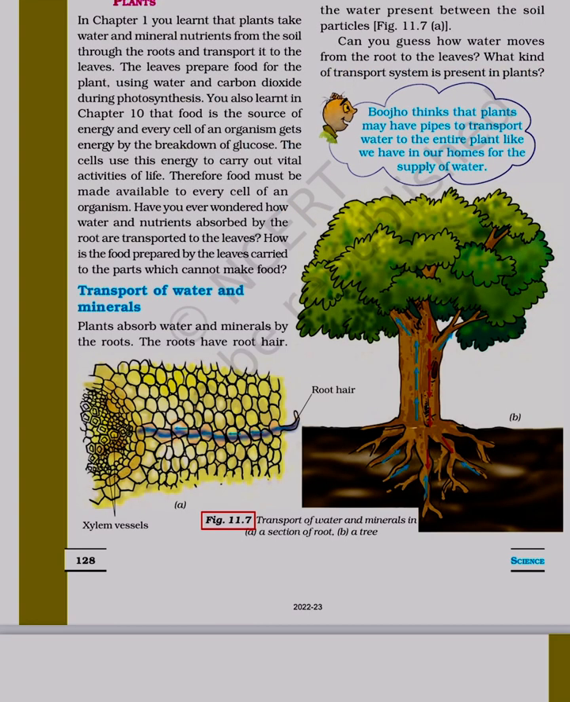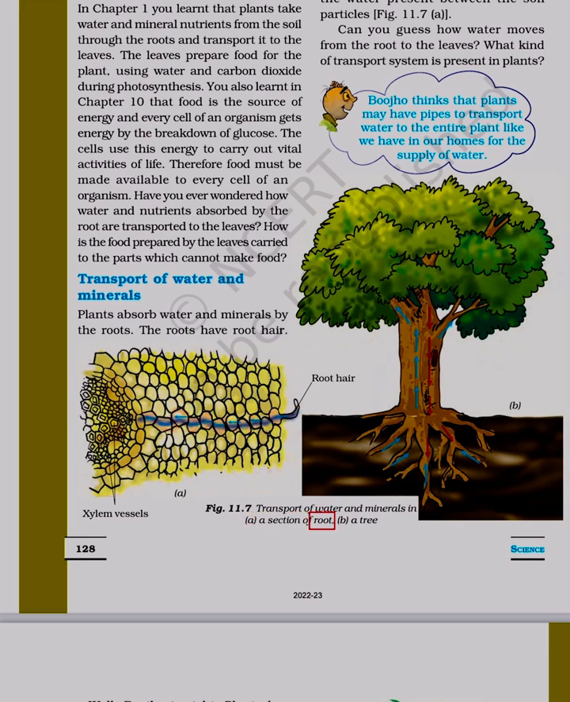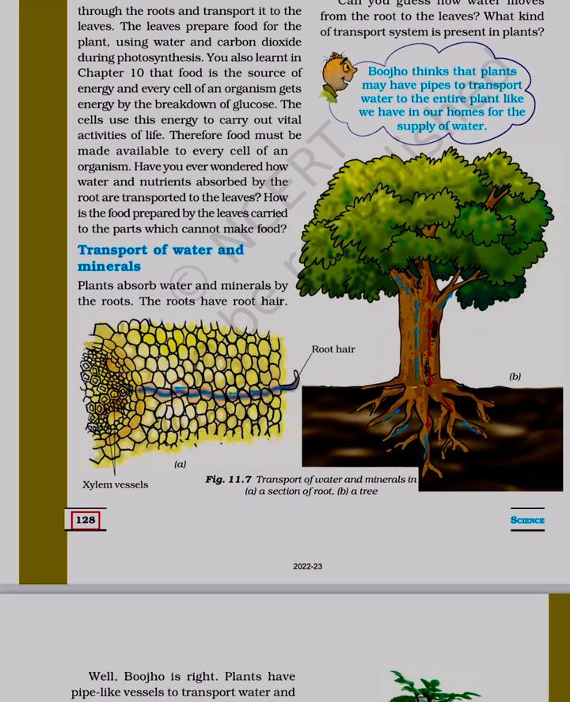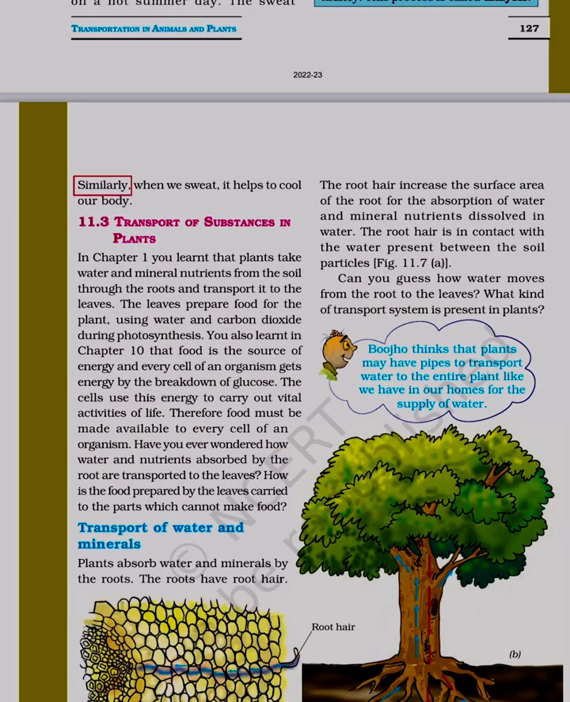Figure 11.7 Transport of water and minerals in a section of root. Similarly, when we sweat, it helps to cool our body. 11.3 Transport of substances in plants.